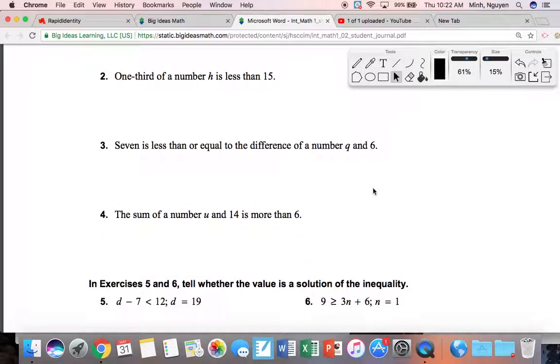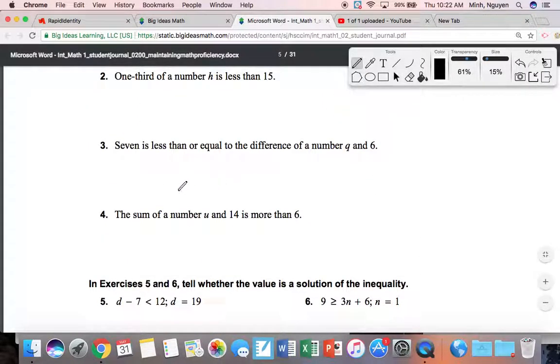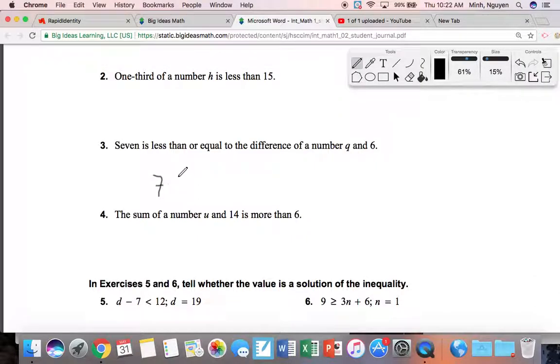7 is less than or equal to. If it was greater than, then the gator mouth would be facing the 7, but it is not. Equal to the difference, so difference means subtraction, right, of a number q and 6. Wow, this is pretty simple, right? We're literally just trying to translate the words into the algebraic form of this.